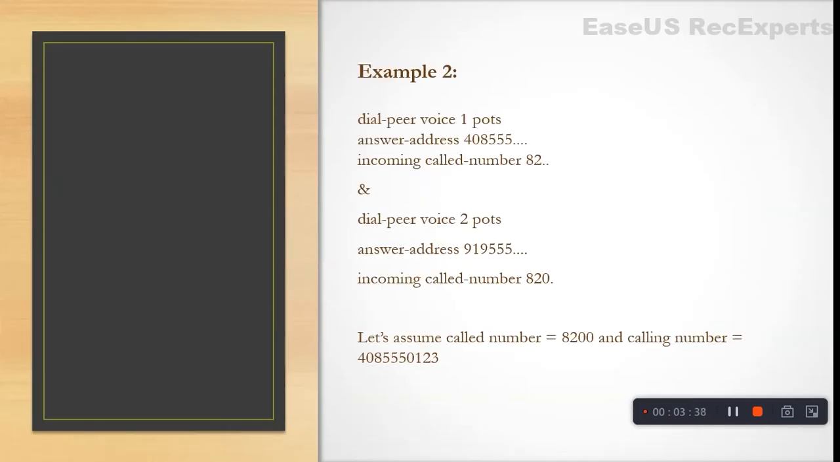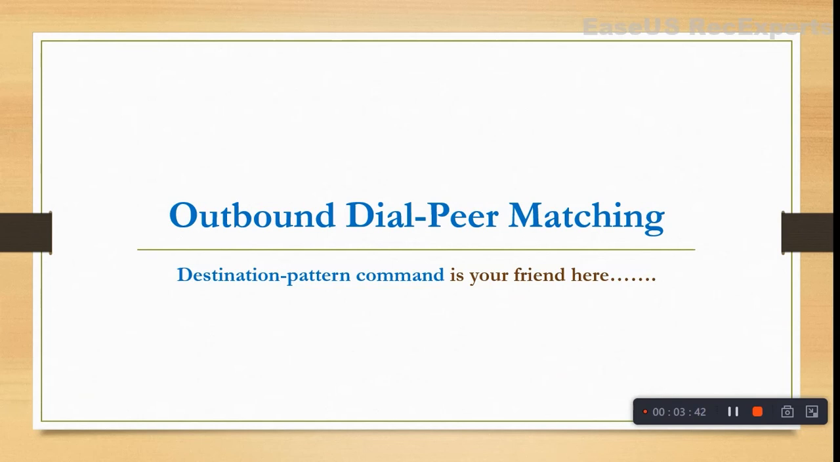Now let's talk about outbound dial pair matching. For outbound dial pair matching, the main command, which is your friend, is the destination pattern command, and it is based on DNIS for outgoing calls. As we discussed earlier, the destination pattern can be used for both incoming and outgoing. For outgoing, it is based on DNIS. For incoming, it is based on ANI, right?